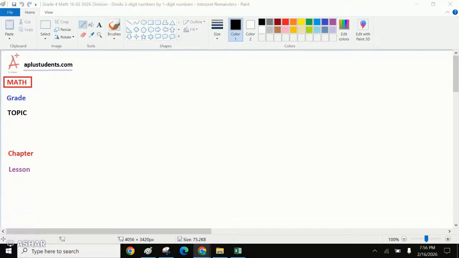Once you're on the website, you select maths. This is a grade 4 maths lesson, and the name of the topic is division. I'll just give you the chapter number. The chapter number is 11, and the lesson number is 5.